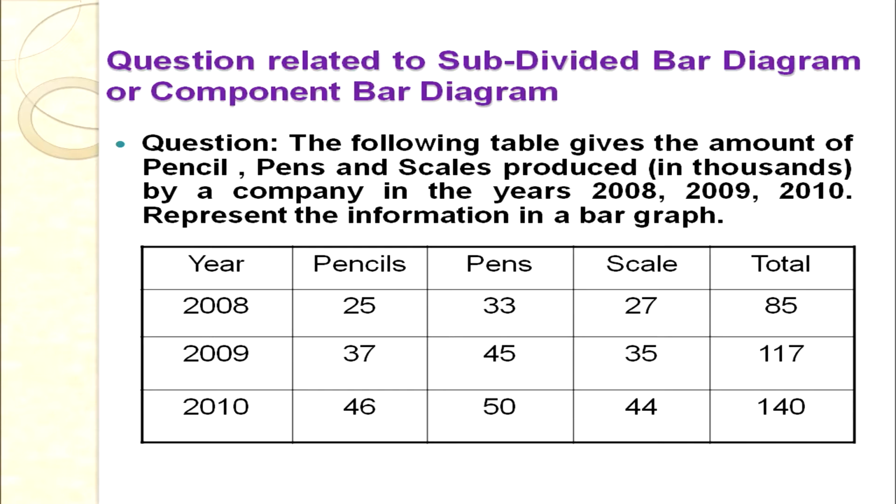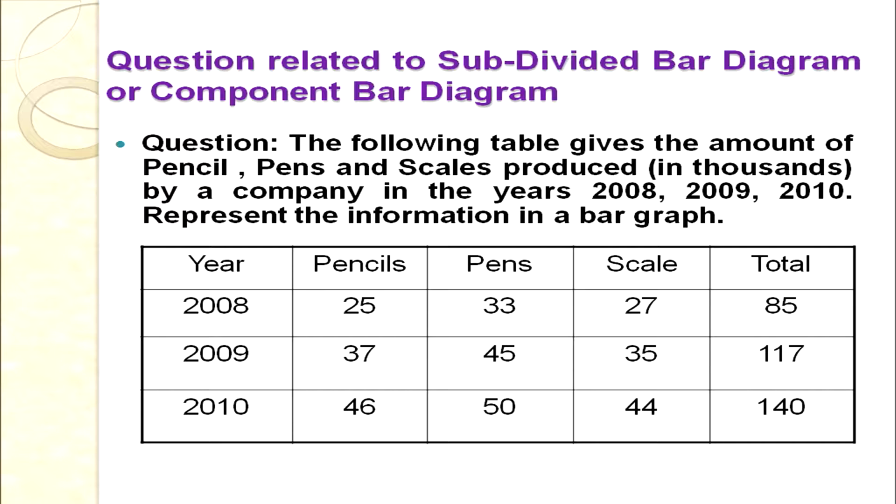Now, as a student, I have to think, because I can see three kinds of information given to me. One is about pencils, one is about pens, one is about scale. By seeing the data, even before reading the question, I have to decide whether it is a multiple or a subdivided bar diagram. Now, let us see, because there are three kinds of information and the total is being given to us.